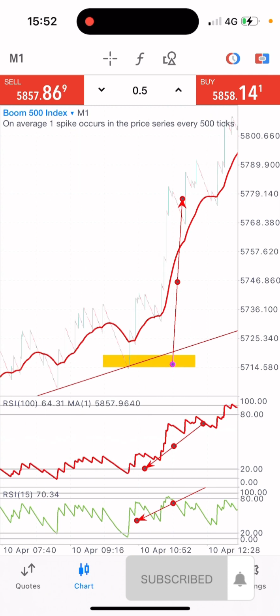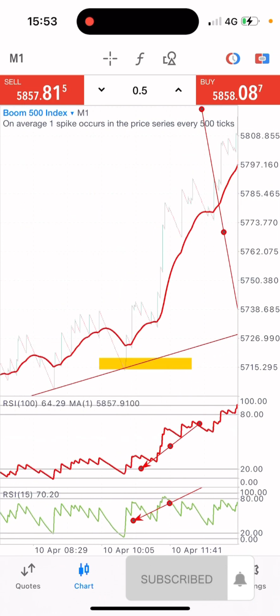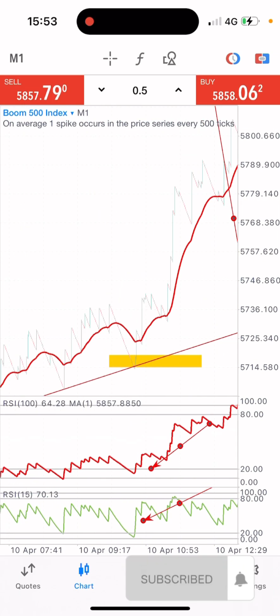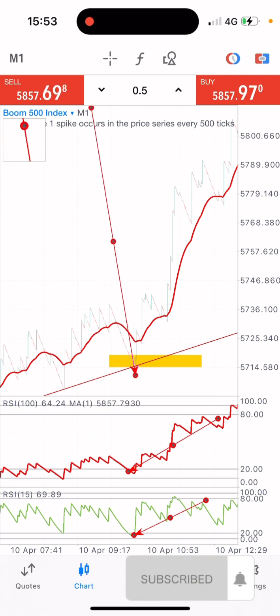All right, I already did this illustration, guys, so I'm just gonna make it quick. Like what I said, it is a period 15, right? So look at this one. This one is crossing below here, and look at this one. This one is crossing below here, and look at the main chart. You see where my arrow is pointing right now?